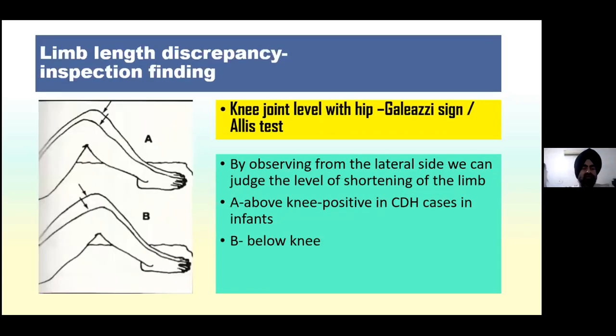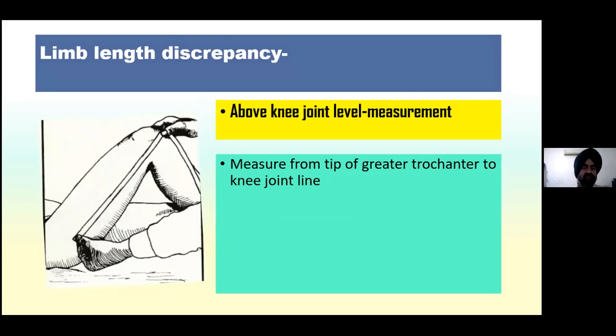And we can do it by simple inspection, which we call the Galeazzi sign or the Allis test. By observing from the lateral side, we can judge the level of the shortening of the limb. In figure A, the shortening is above the knee. And in figure B, it is below the knee. This is an important test, particularly in congenital dislocation of the hip cases. Measured from the tip of the greater trochanter to the knee joint line, this is a direct measurement above the level of the knee.